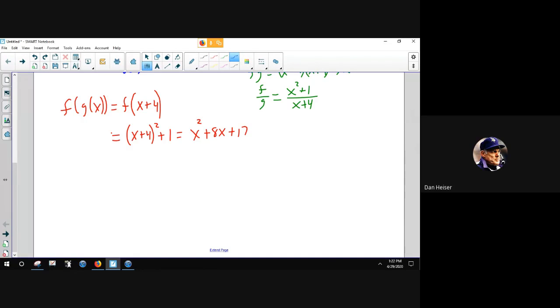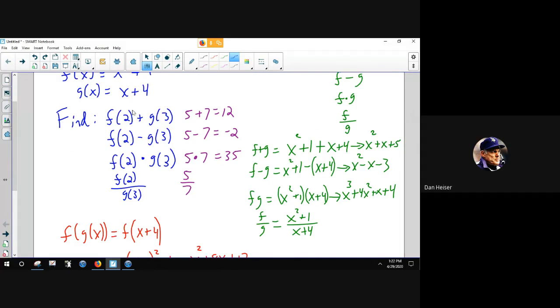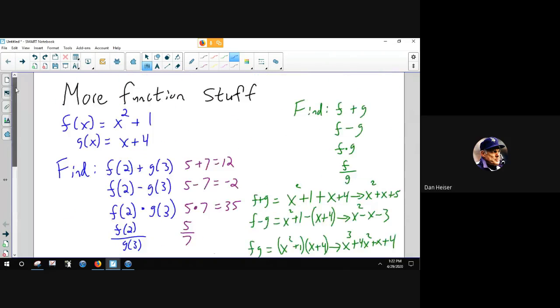I'm going to look at one more. I'm going to give f and g the same input. Notice that when we first started this problem, I had two different inputs. 2 went into f, 3 went into g. Let's see what happens if they have the same input. 3 goes into f, 3 goes into g. So when we evaluate f of 3, is that what f is?